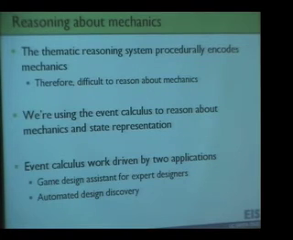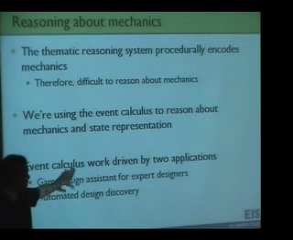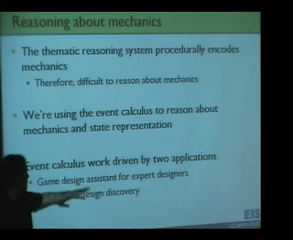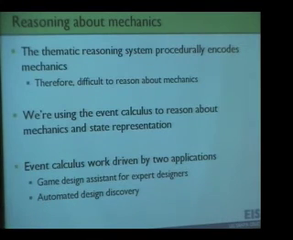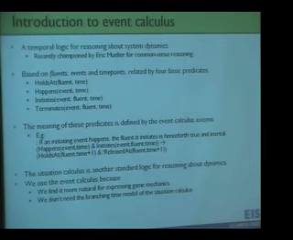And we're using the event calculus to reason about mechanics and state representation. And there are really two applications that are currently driving this work: a game design assistant for expert designers, so not the one for novice designers, but the one for expert designers doing early stage rapid prototyping, which is the reflective rapid prototypes angle that we're pushing on now, and automated design discovery in the context of discovery systems, except aimed not at scientific discovery but at discovery of new design tropes.